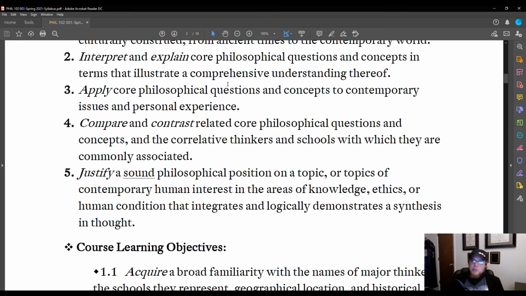The next section here, the course learning objectives, basically just zooms in onto all the stuff I just said. So I'm going to have you look over that on your own. But it goes into a little bit more specific detail of the 5 notions I just said. So for that reason, I'm going to move forward.